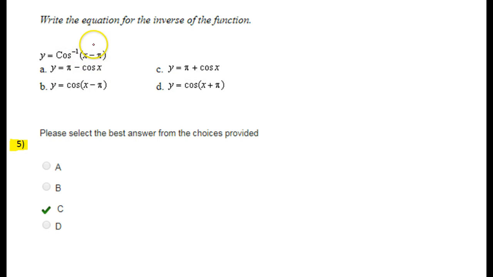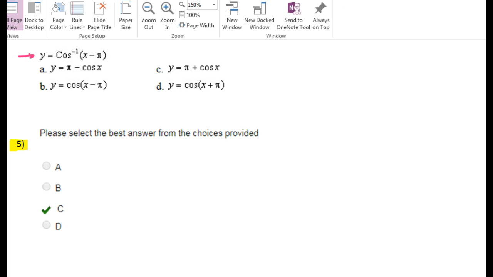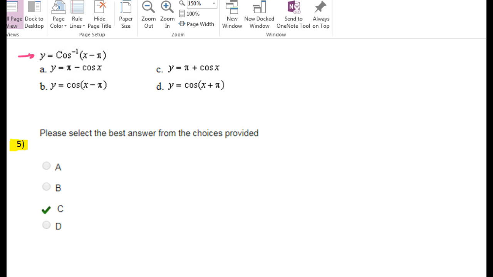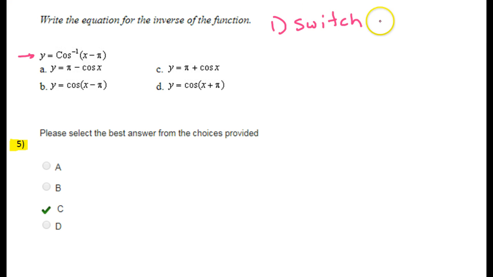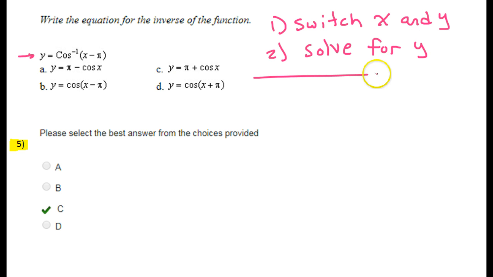For this problem, we're being asked to write the equation for the inverse of this function. So really there are two steps to finding the inverse of any function, and step one is switch x and y. And then step two is solve for y. Okay, so let's do those two steps.